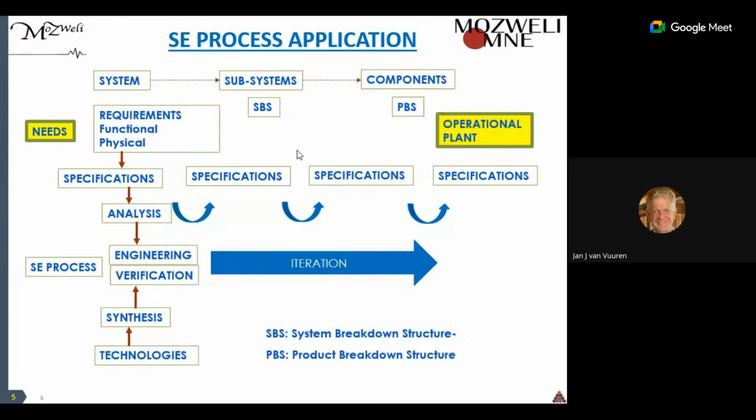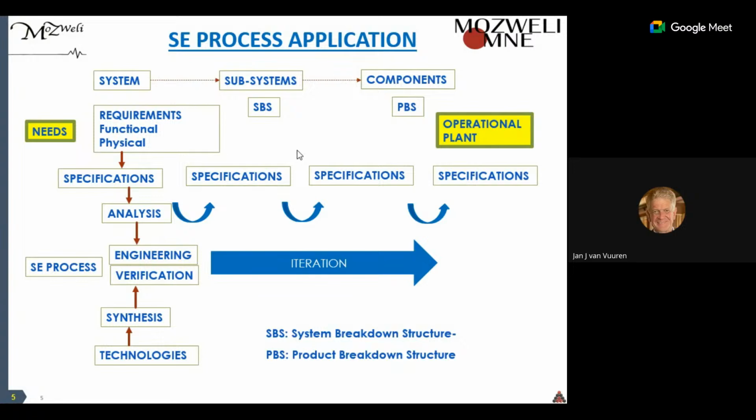The systems engineering process application, as I just mentioned, we move from the needs that we've identified from industry or the needs from our people that want the nuclear power plant, so that we can fulfill those needs through the systems engineering process to an operational plant that we can maintain and operate for many, many years.